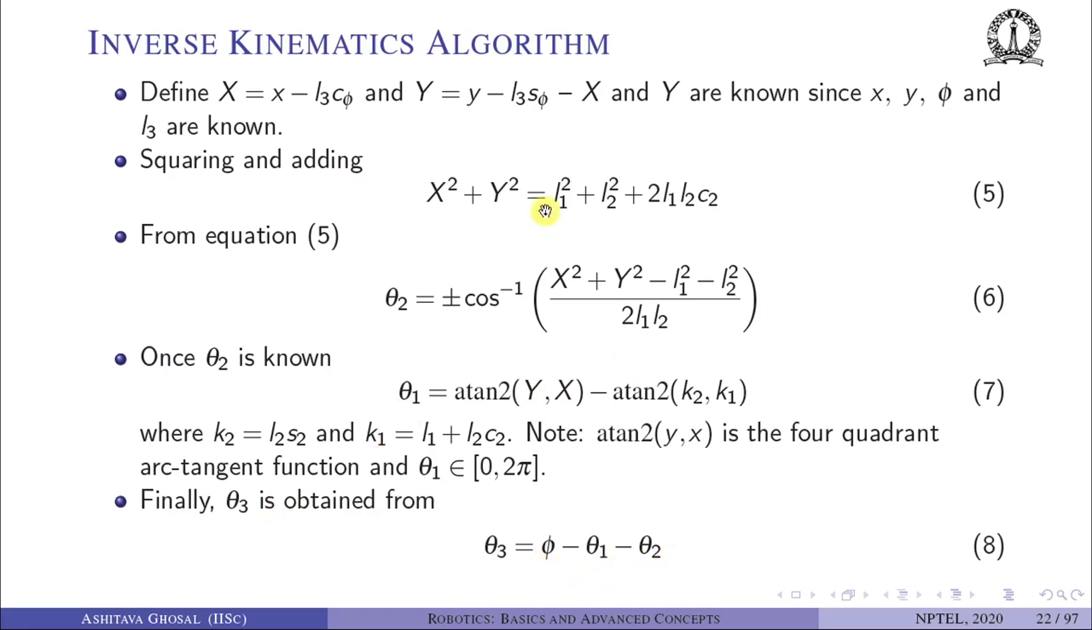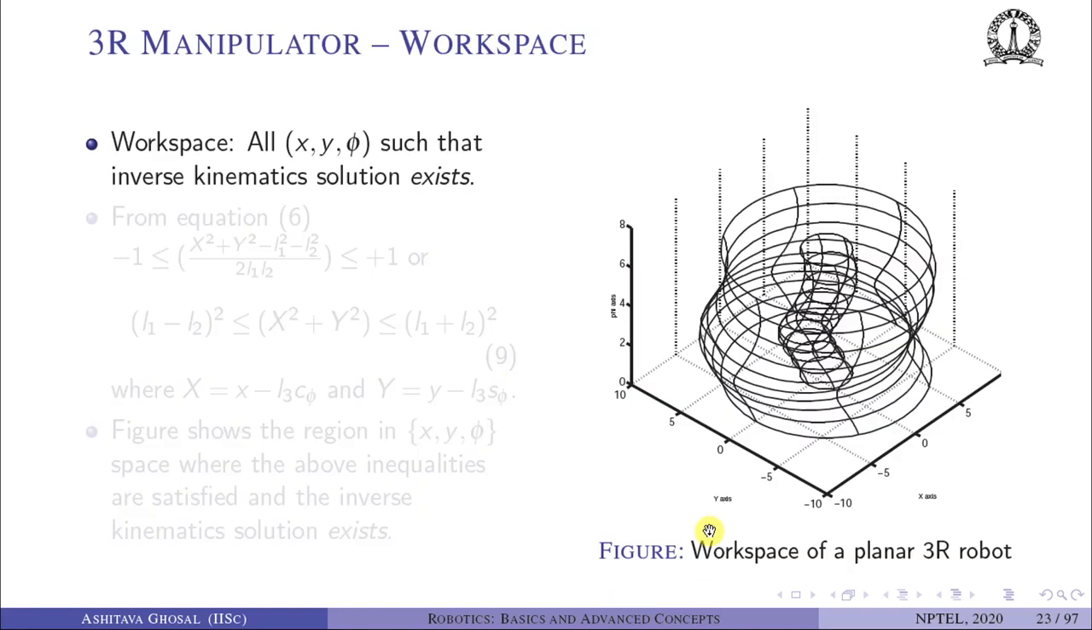So as you can see, we have used some knowledge of trigonometry to first find theta 2. Then we have taken terms which are now known, and solved for theta 1. And then finally, theta 3 is simply phi minus theta 1 minus theta 2. Okay. So let's continue.